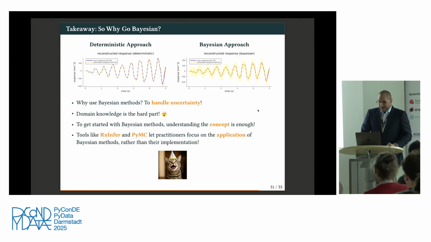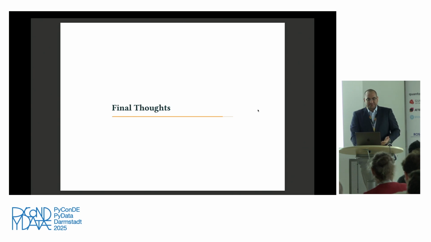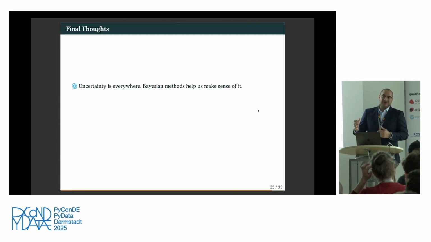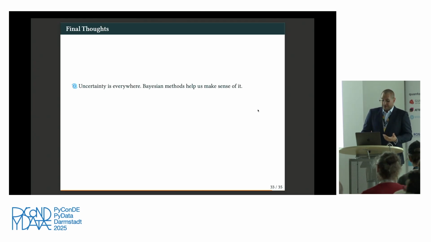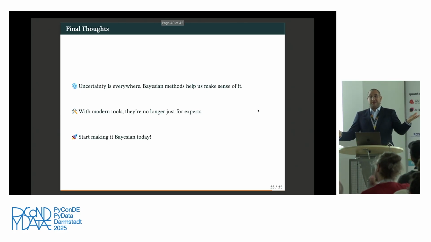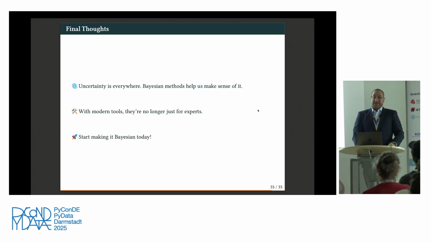Yay. Okay, so my final thoughts. Uncertainty really is everywhere, but thankfully, applying Bayesian methods will allow us to make sense of them and navigate them. And thankfully as well, there are some modern tools that allow your life to be easier if you want to really jump into Bayesian inference, right? So why not start making your task Bayesian today?